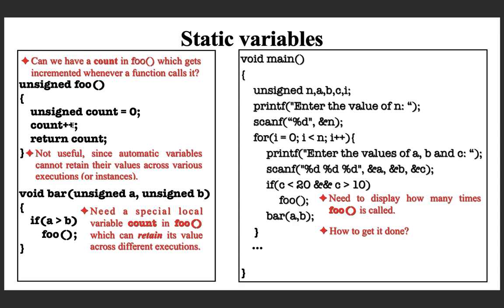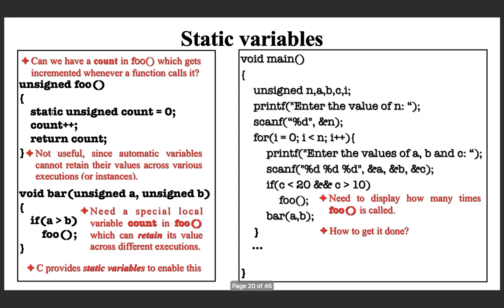Okay, that is what we need, and the C programming language enables you to do it with what are called static variables. Static variables are those variables which can retain their values between different executions of a single function, even if they are local. So this is what you can do. Rather than just declaring it as unsigned count equal to 0, you say that it is static unsigned count equal to 0. This is the only addition. So, you specify the storage class as static.